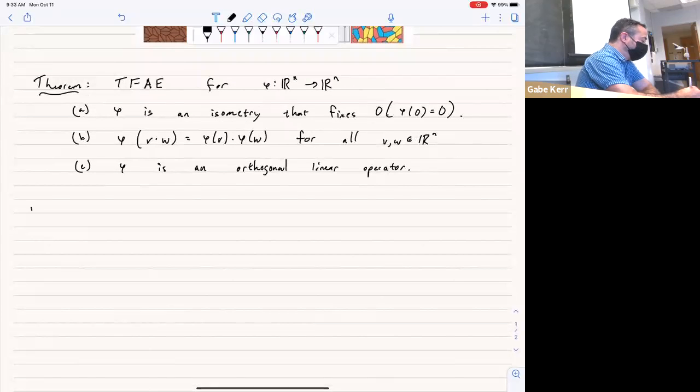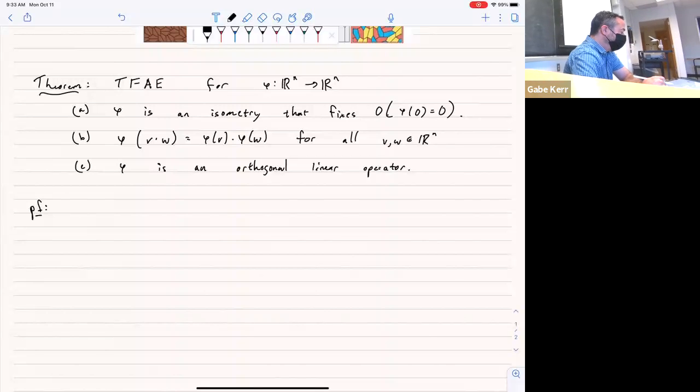Through this, I want to make a cycle: prove that A implies B, B implies C. The hard part here is B implies C. So let's look at A implies B. It's a little trivial, but okay. Why is this true? B is an isometry. Recall what that means.